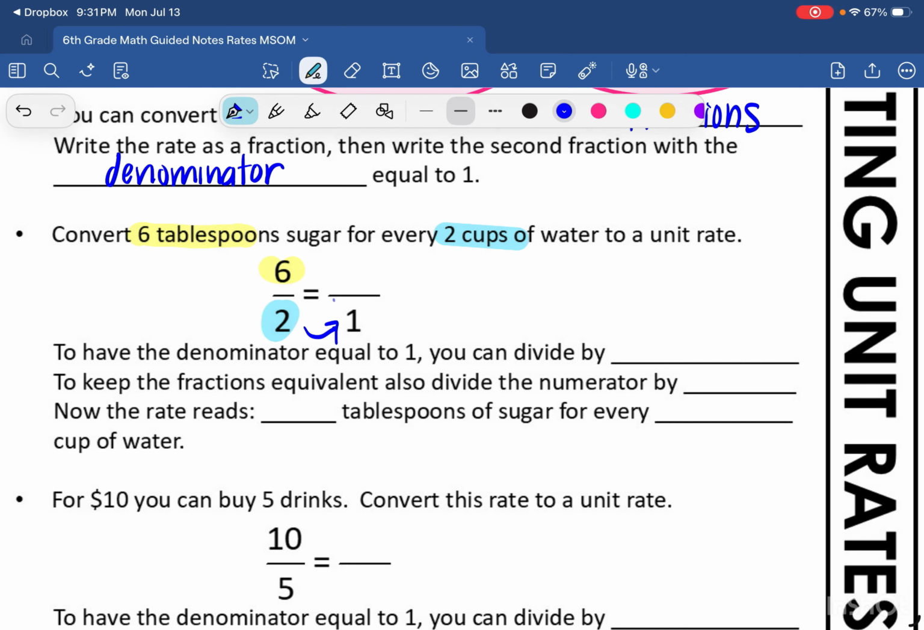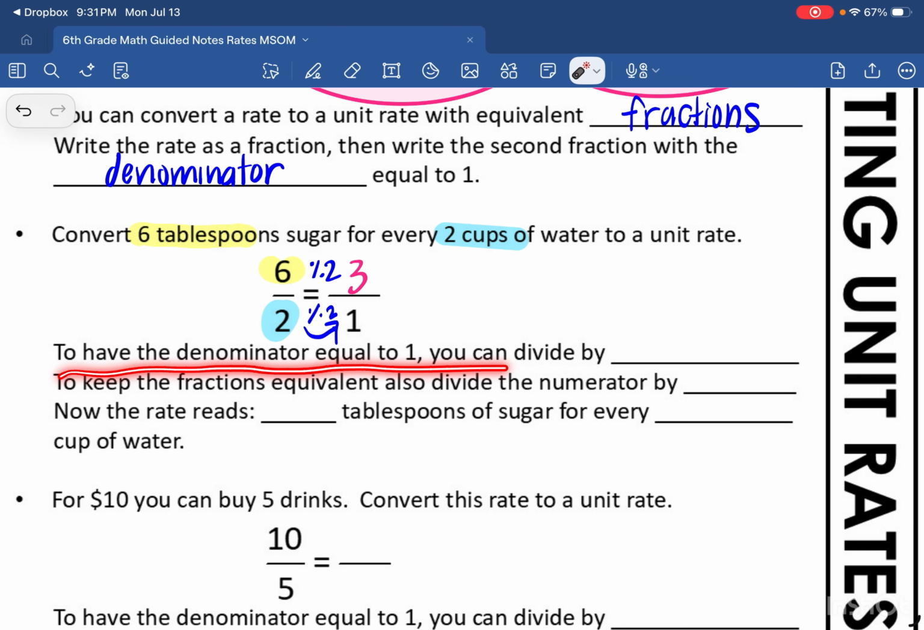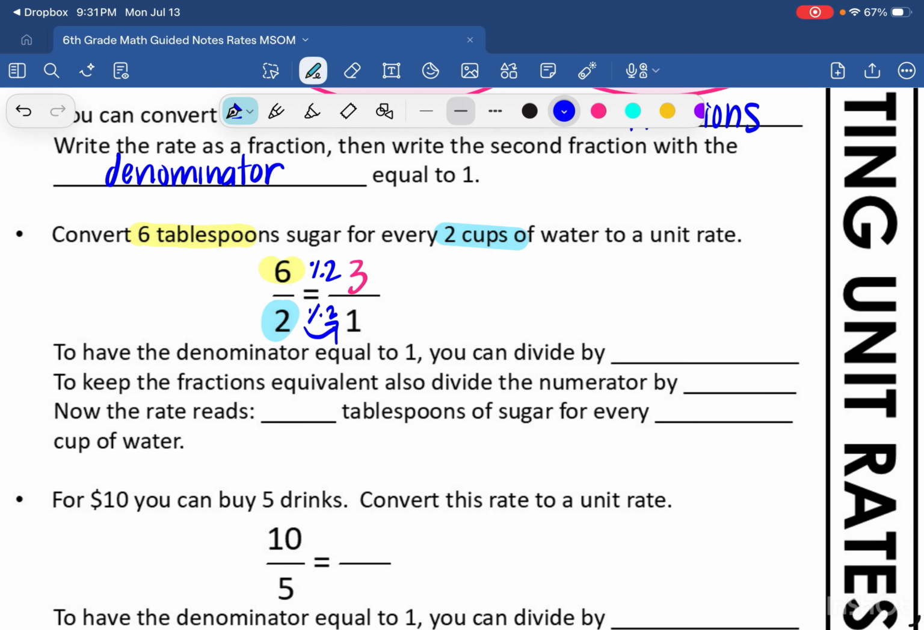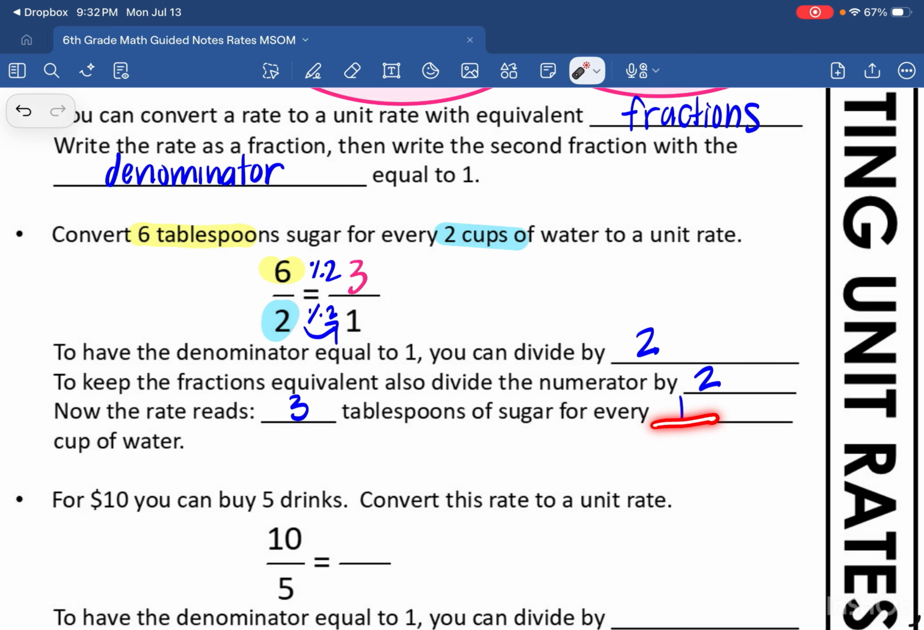So from 2 to 1, I would divide by 2. And you're always going to look for a way to either multiply or divide to get to 1. So whatever I do to the denominator, I have to do the numerator. So 6 divided by 2 will give me 3. To have the denominator equal to 1, you can divide by 2. To keep the fractions equivalent, also divide the numerator by 2. Now the rate reads 3 tablespoons of sugar for every 1 cup of water. And that is a unit rate because the second number is a 1.